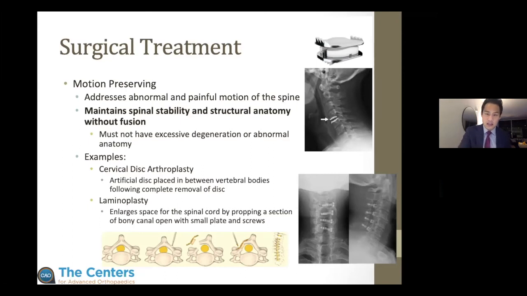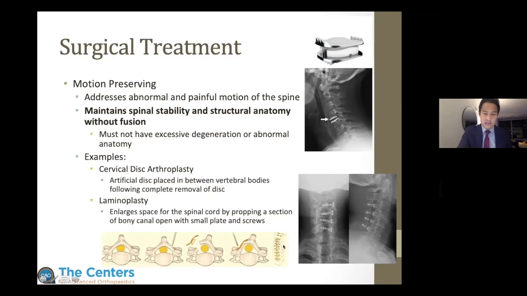Now you can see that if a person here had bad arthritis in the facet joints, this procedure does nothing to address the facet joints here in the back. So if you were to allow this patient to continue to have motion, they'd continue to have pain.